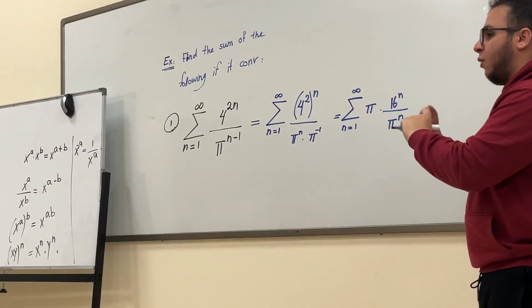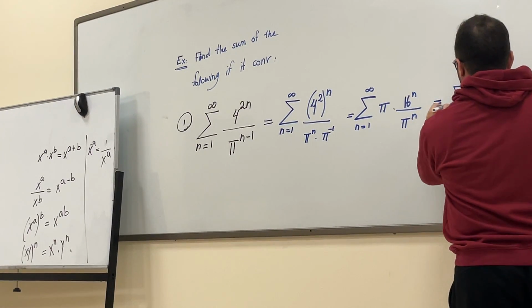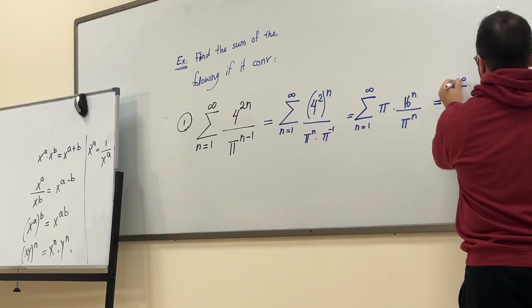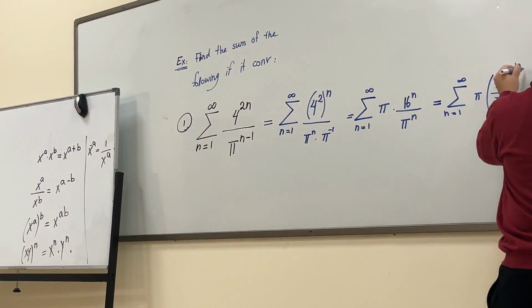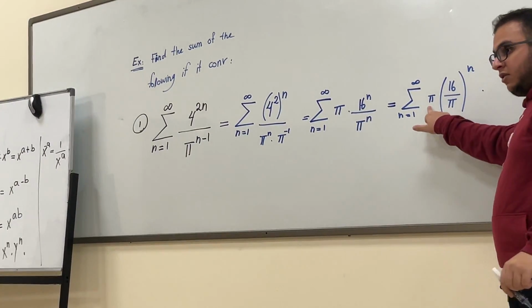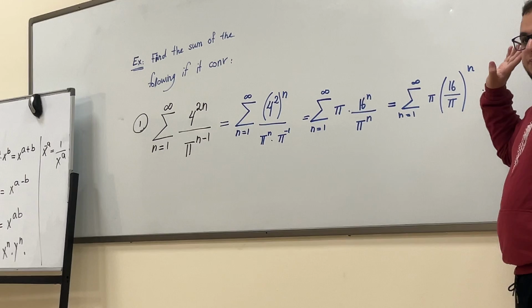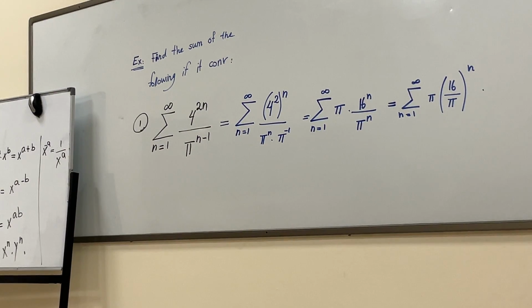I need to take n as a common power now. So (16/π)^n. Now this is exactly in the form c·r^n. Now I can read it. What's r? r is 16 over π.